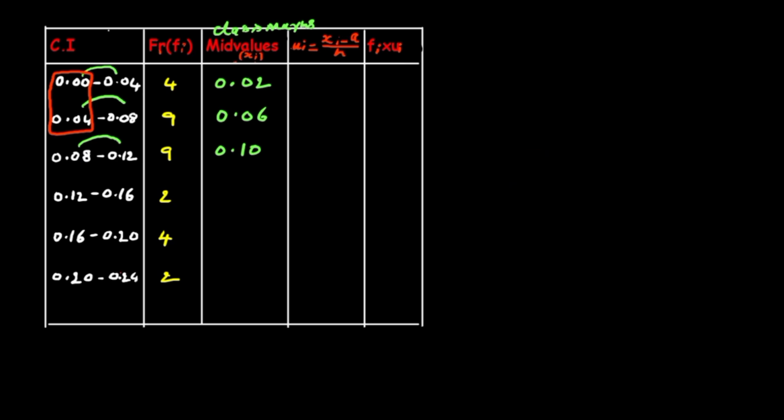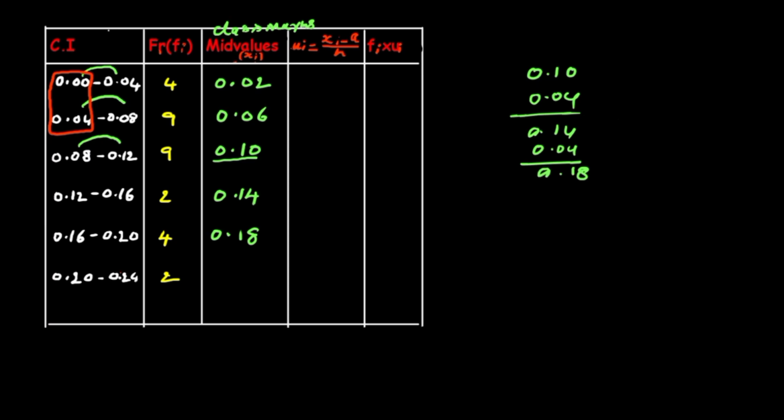When the class size is 0.04, you can simply add it to the mid values. Here you got 0.10, you add 0.04, then you will get 0.14 as the next one. What I am doing here is adding the class size. By adding 0.04 to this number, you will get 0.18. If you add 0.04 again, you will get 0.22, because 8 plus 4 is 12.